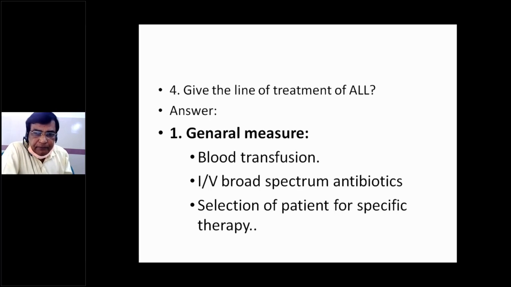Give the line of treatment of ALL. General measures and specific measures. In general measures, blood transfusion should be given to control hemoglobin level and platelet level. Number 1. Number 2, IV broad spectrum antibiotics to prevent infection. And third, selection of the patient for specific therapy, because patients above 65 years should not be given specific therapy, because this therapy is very hazardous.